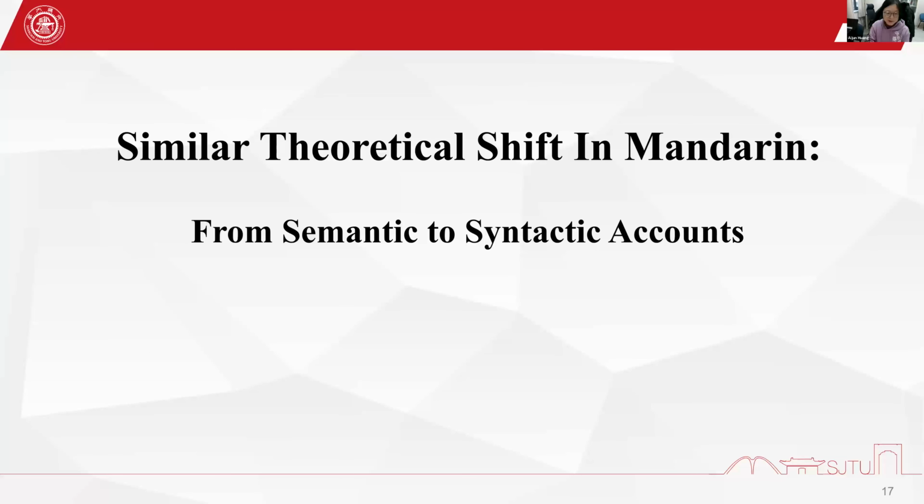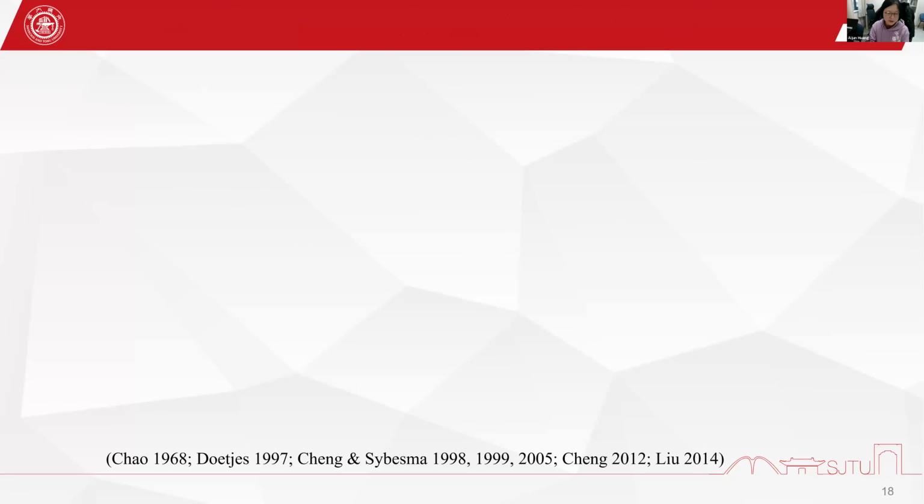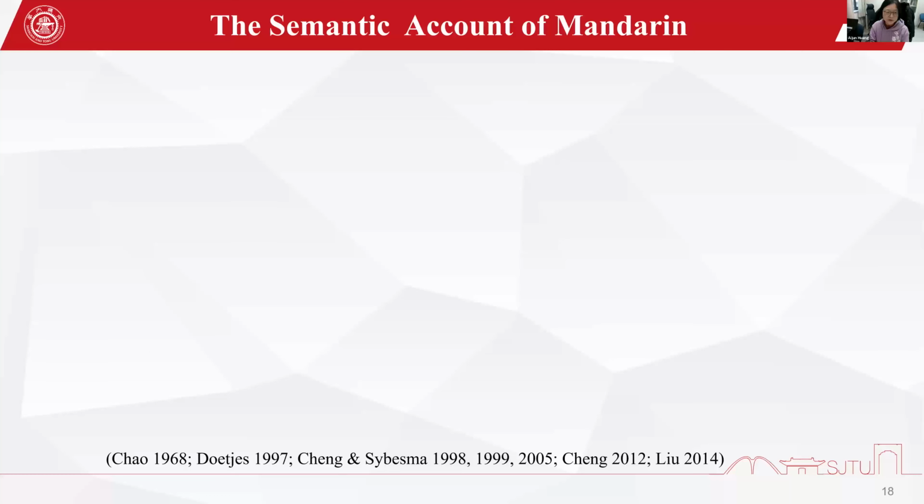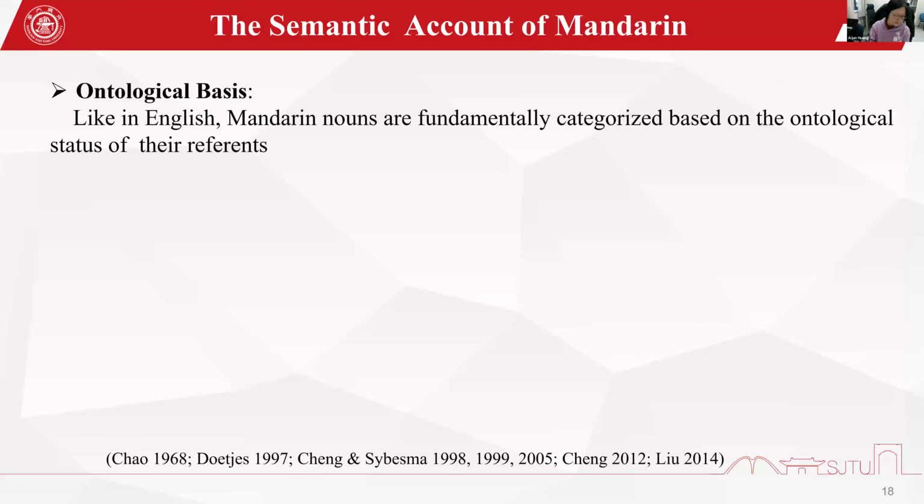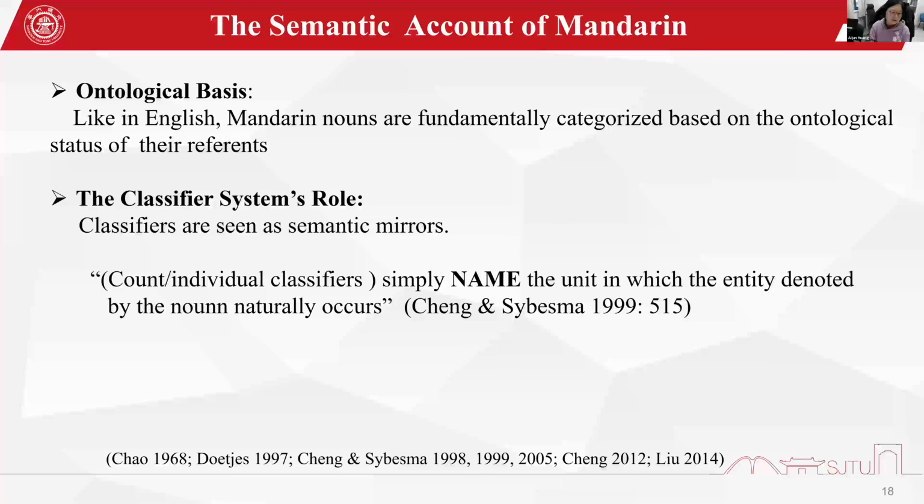Okay, so we just talked about the semantic versus syntactic account in English. Now we move on to the study of countability in Mandarin. We saw a similar theoretical shift. So let's look at the semantic account of Mandarin first. A lot of scholars, from Zhao Yuanren in 1968 to more recent studies, according to this semantic account, interpret Mandarin nouns as fundamentally categorized based on the ontological properties of the referent. So, for instance, 苹果 is taken as a count noun, and 水 is taken as a mass noun.